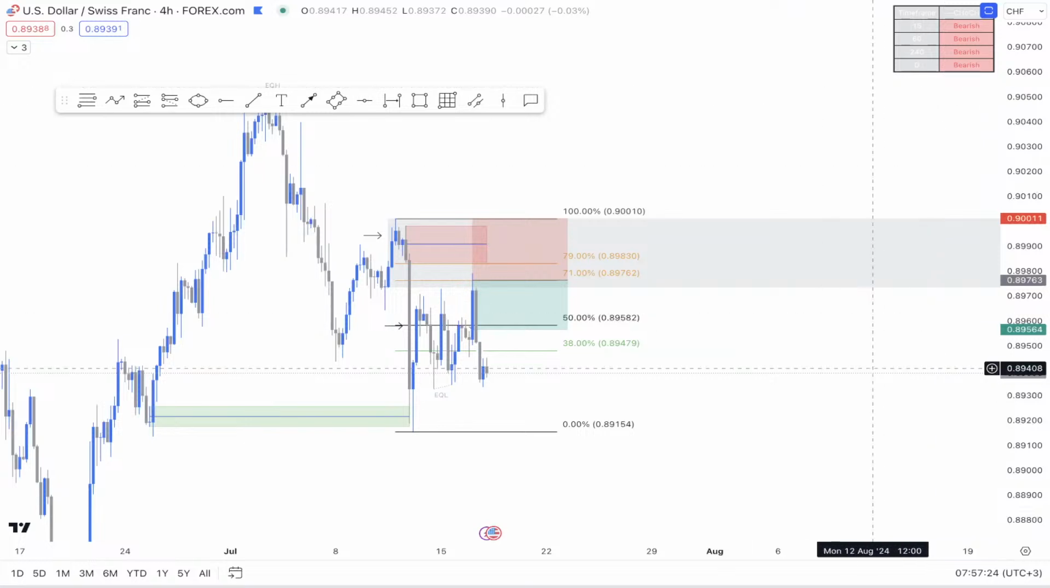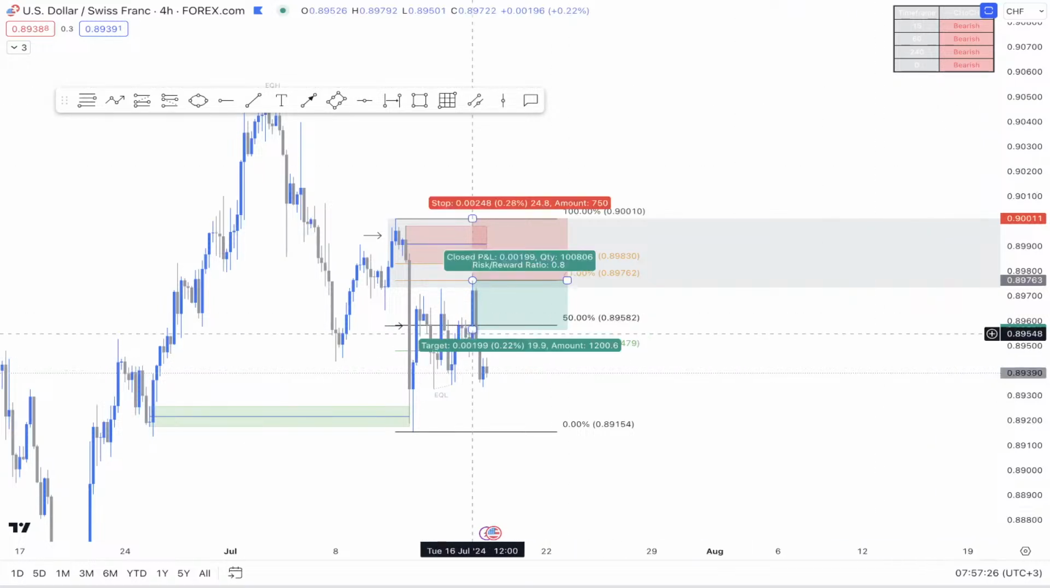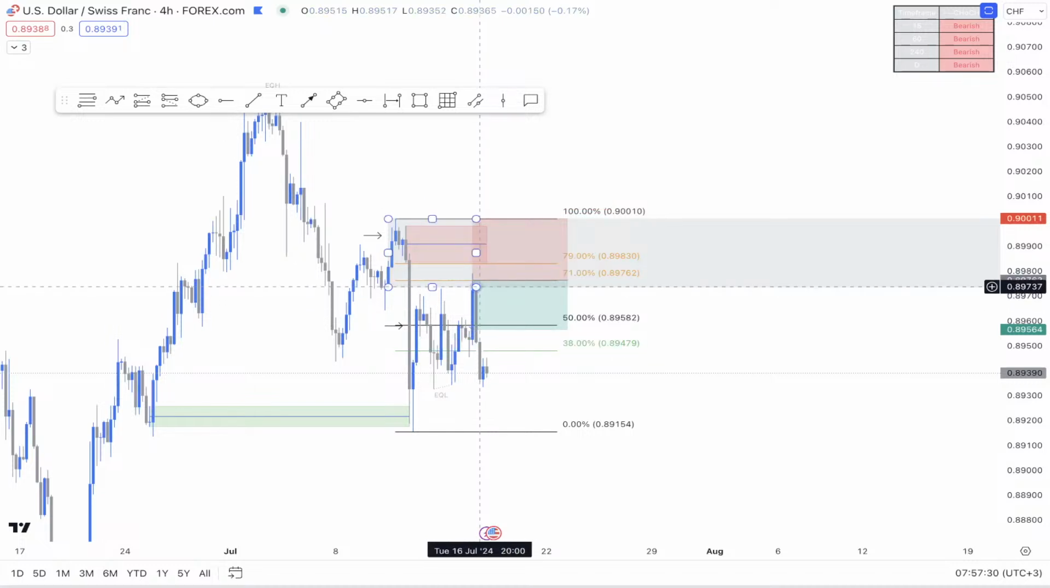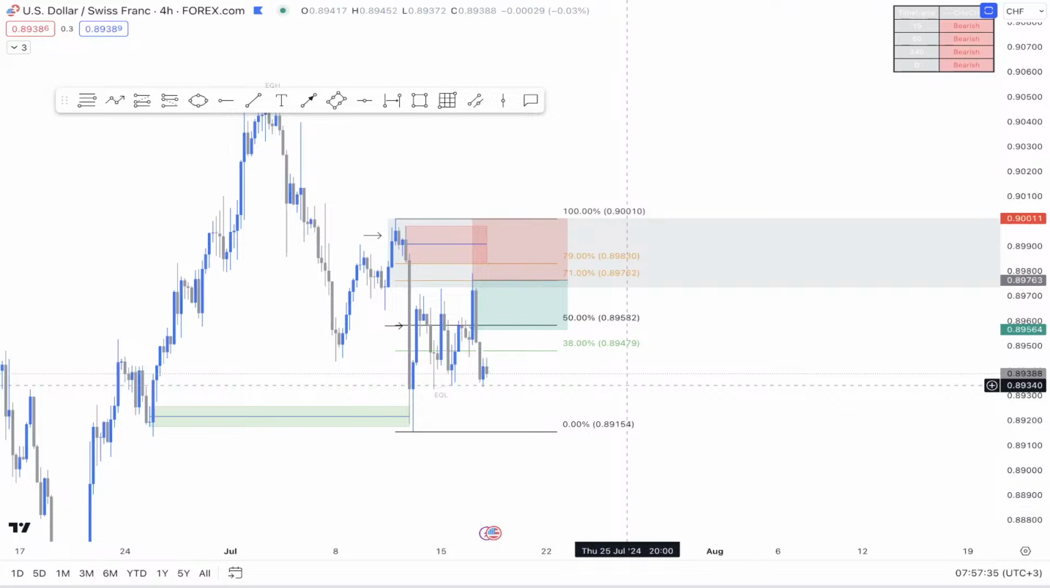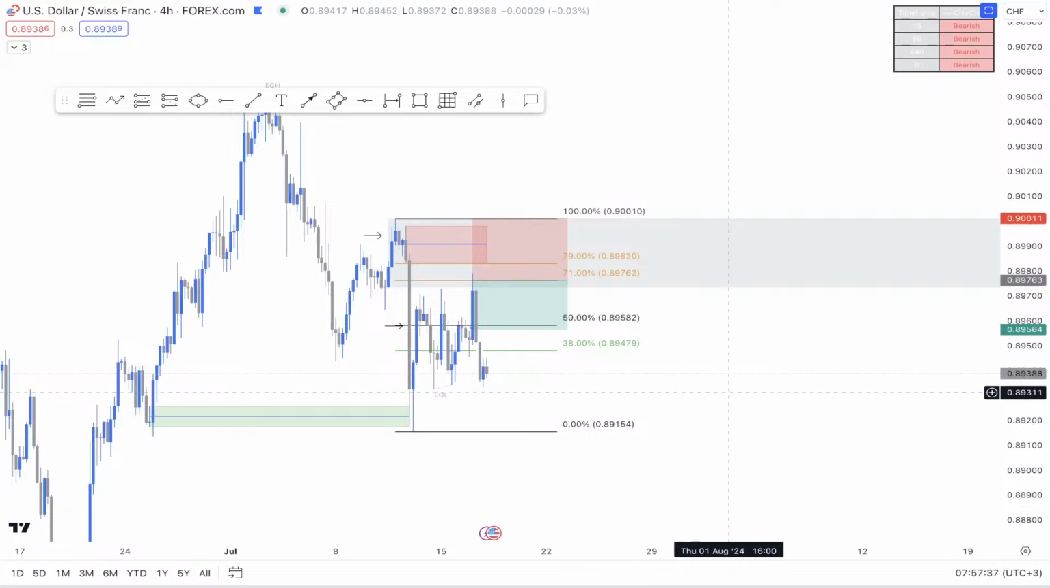Okay, so literally every single confluence was in place. We took this setup. As we can see, it triggered the first entry and had a very beautiful sniper reaction on it. Smashed TP1 and currently running towards TP2, actually very close to it.